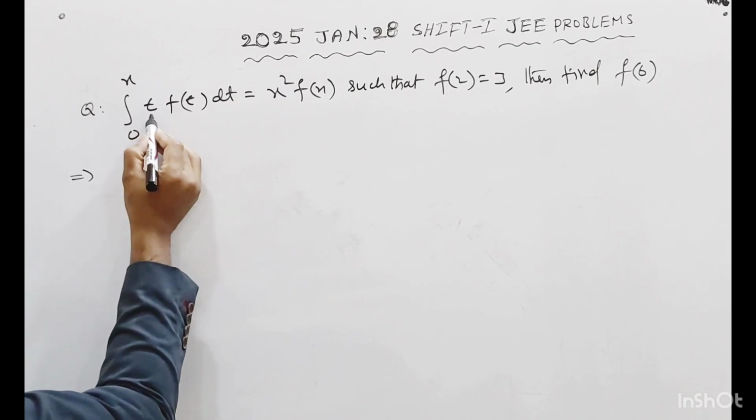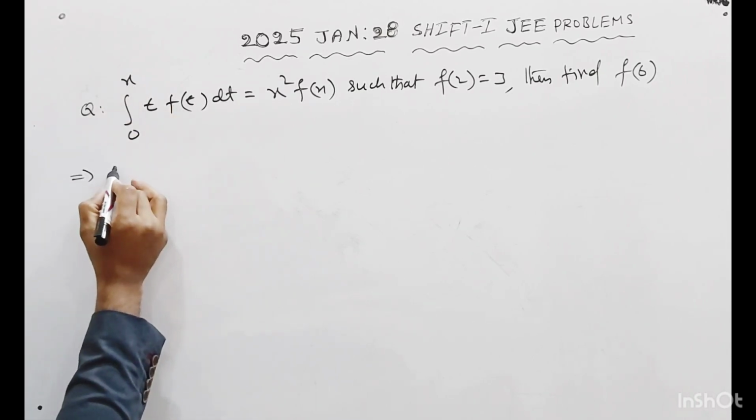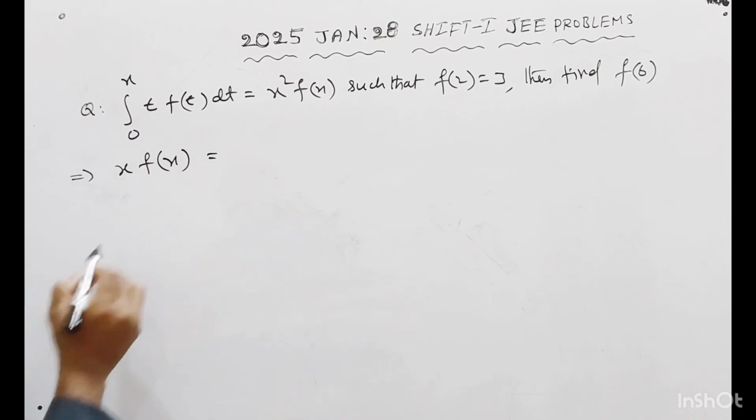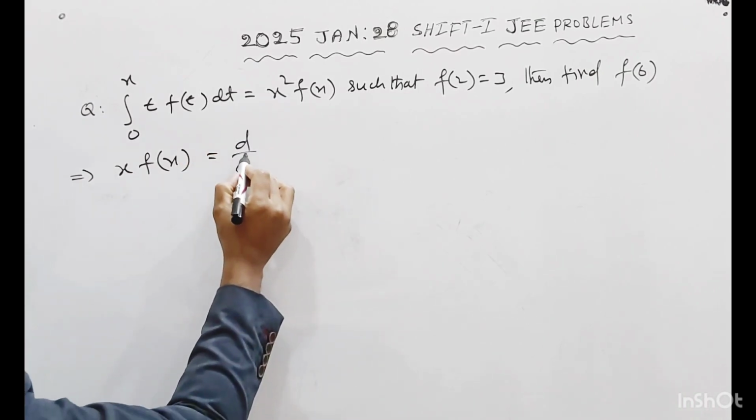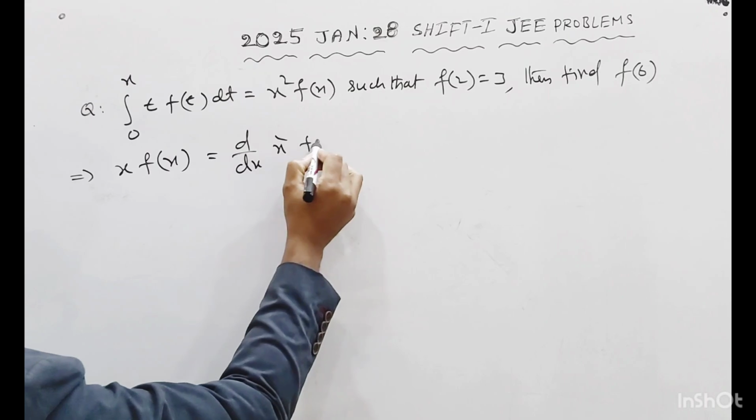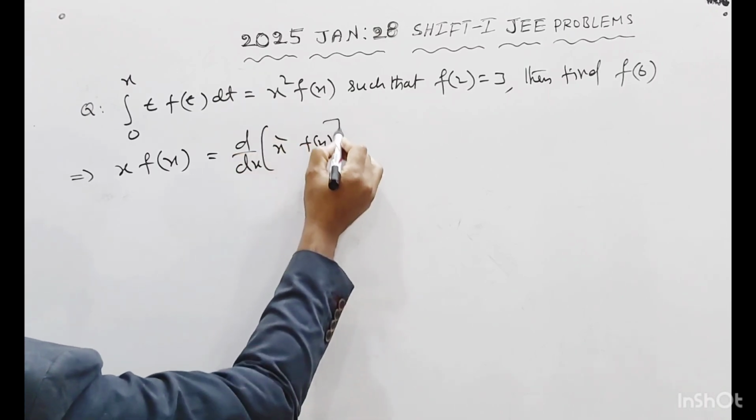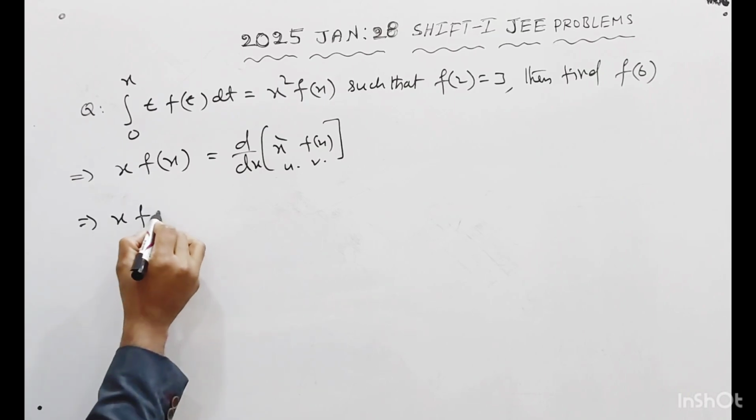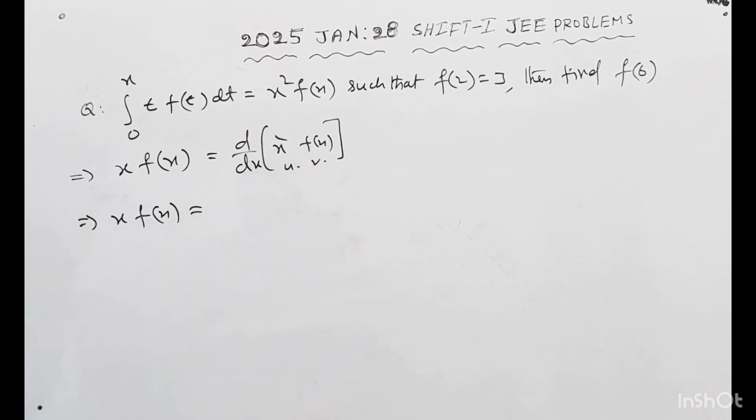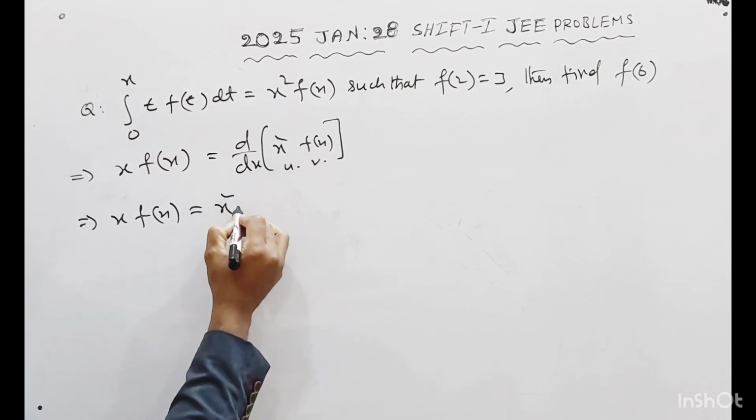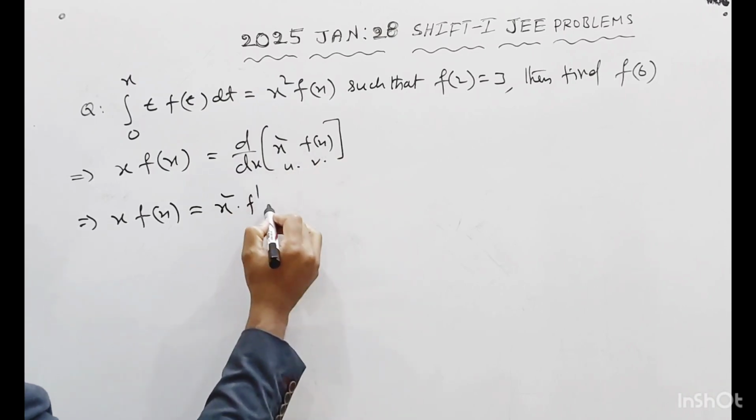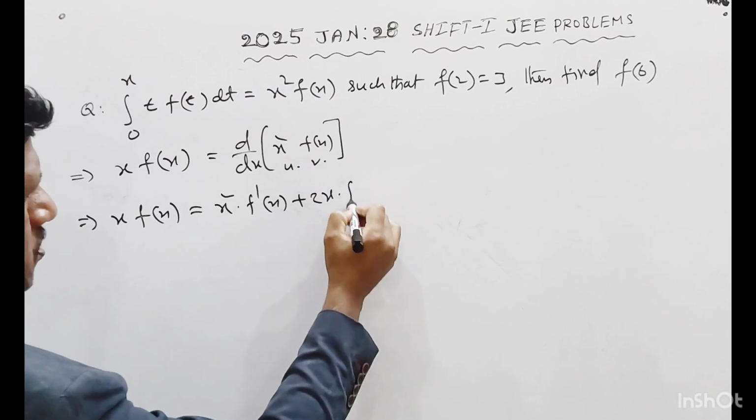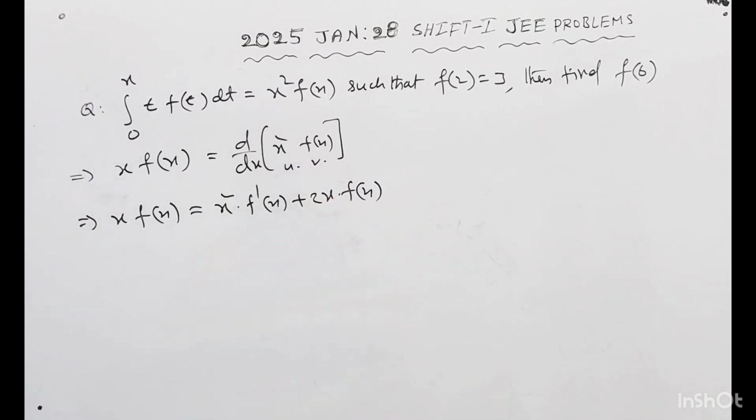Now in the place of t, you take the upper limit, so that you will get x into f of x is equal to here. We are doing the derivative now. Derivative of x square into f of x, this is the UV rule. So this is x into f of x. If you apply the UV rule, write the x square as it is, derivative of f of x is f dash of x, plus derivative of x square is 2x into f of x. Like that we can write.